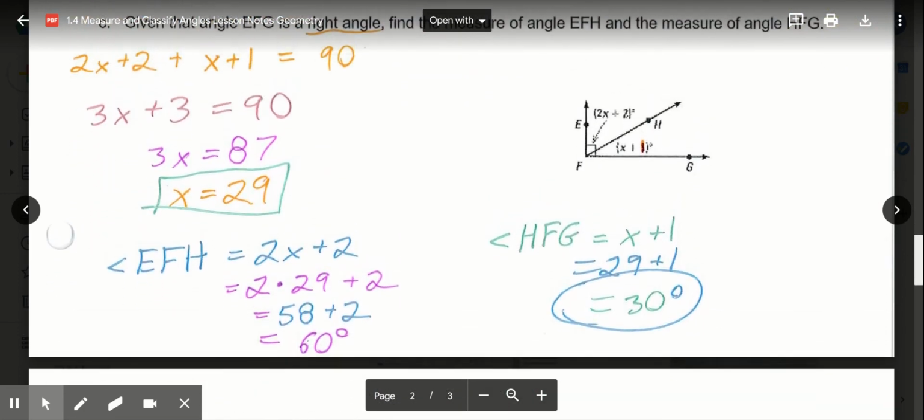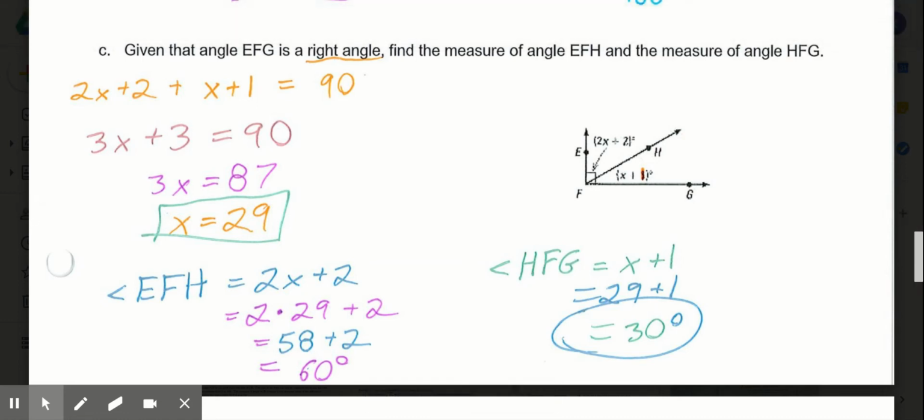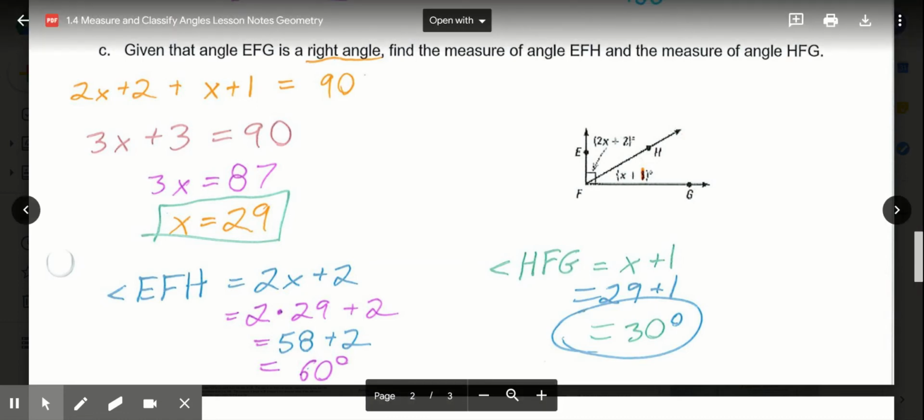And then our last one of these types is C. So we know angle EFG is a right angle. EFG is a right angle, that box symbol. Find the measure of angle EFH and of angle HFG.